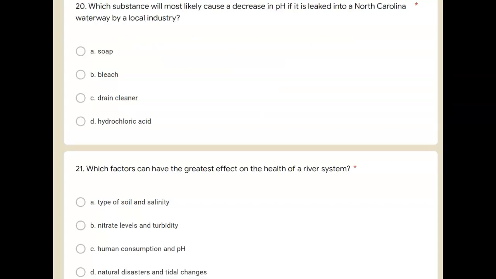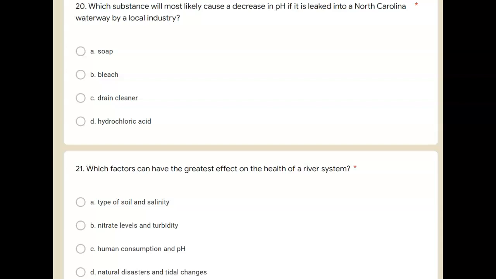Number 20. Which substance will most likely cause a decrease in pH if it is leaked into a North Carolina waterway by a local industry? A. Soap. B. Bleach. C. Drain cleaner. Or D. Hydrochloric acid.